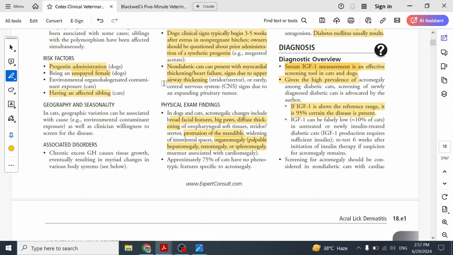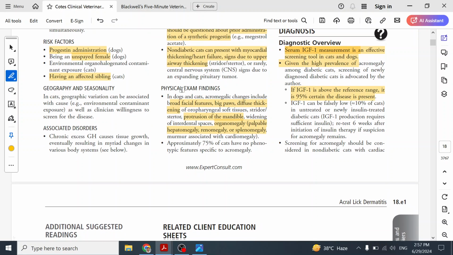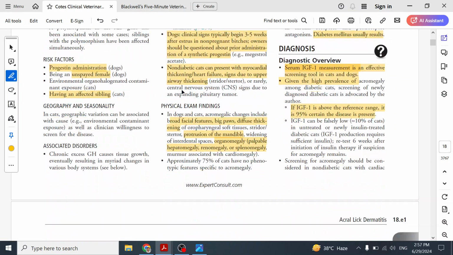These are also signs found in acromegaly, because you find hepatomegaly, splenomegaly, and cardiomegaly. In simple terms it is acromegaly, but when we discuss in detail, we find splenomegaly, hepatomegaly, and cardiomegaly. So heart failure and upper respiratory signs are common in acromegaly.